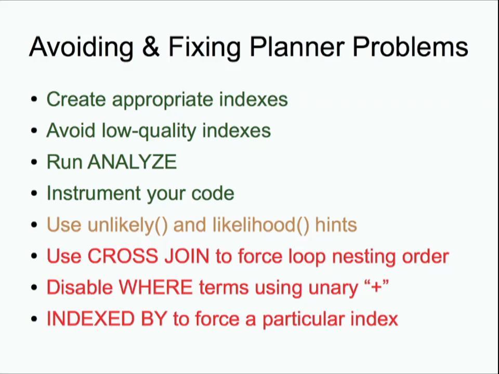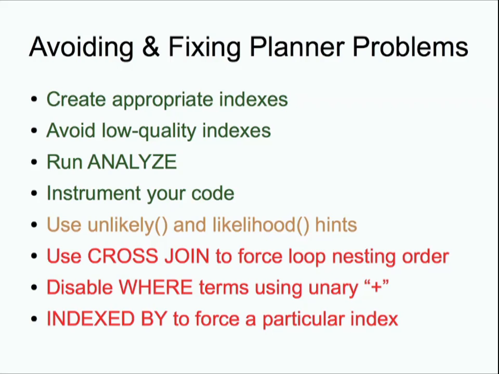The way you do that is to create appropriate indexes. An appropriate index is one where the first columns have very few repeats, with a lot of unique values in them. Run the analyze command, which gathers statistics. In SQLite, we don't gather statistics on indexes unless you ask us to, and that's very important. The next slide will explain why that is.